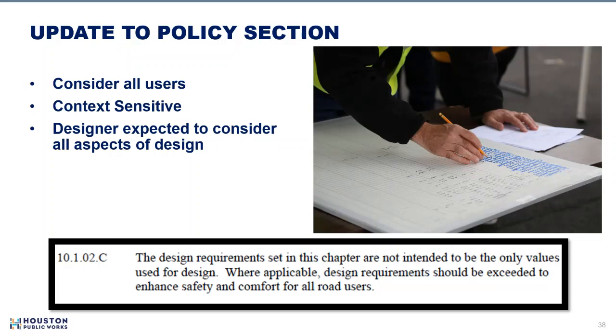I want to make sure that message to designers is out there, that this is not supposed to be an all-encompassing design section. These are minimums a lot of times, and we expect a designer to really look at their situation and provide, either by Green Book or other national standards, what's appropriate and use engineering judgment appropriately.